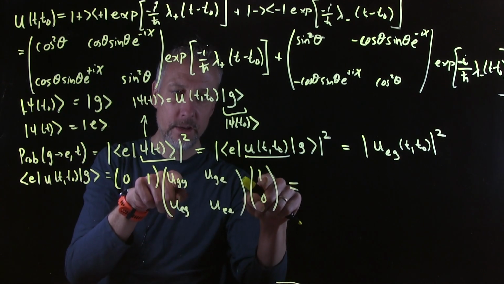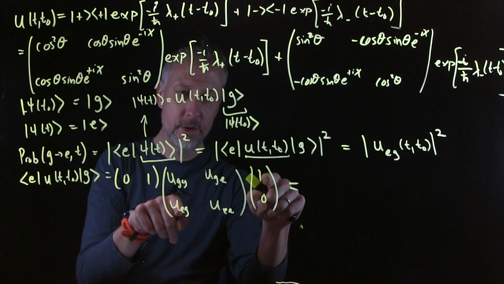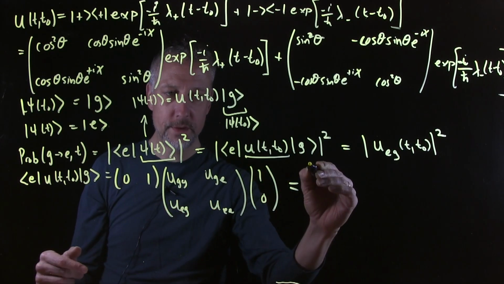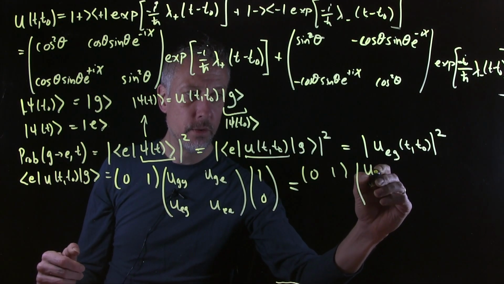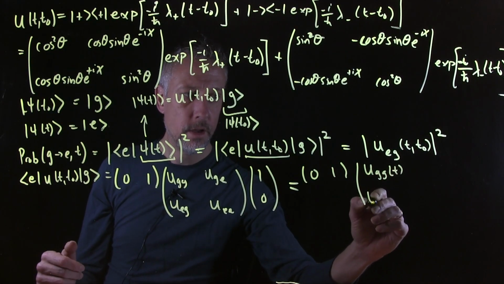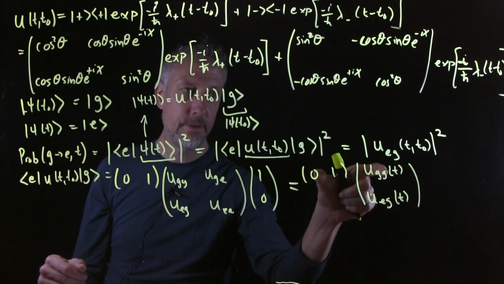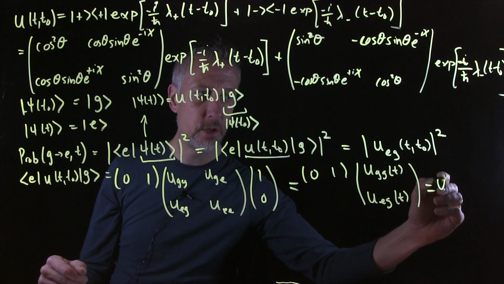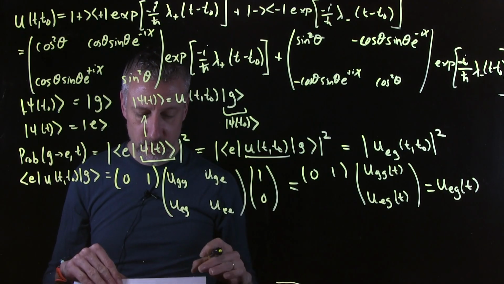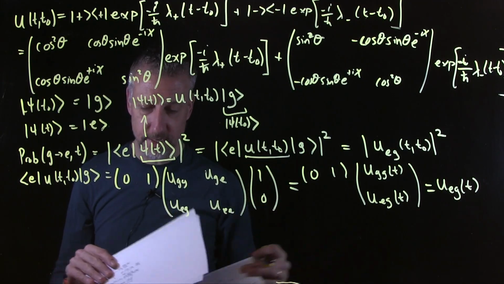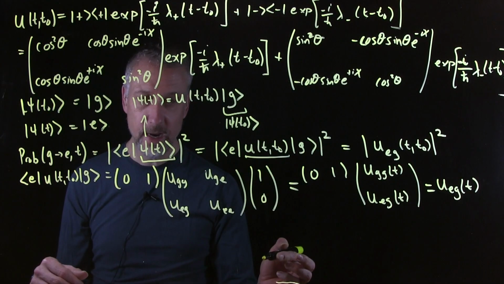All right, so when you work this out, you can work from right to left, as you should do. So you get UGG times 1, 0, and then UEG, 0. Right, so this is going to be (0, 1) times UGG, UEG. And then we have this times that, there's only one term left, which is UEG of T, which we knew anyway from looking at this. So all we need to do is characterize or analyze the UEG matrix element as a function of time.